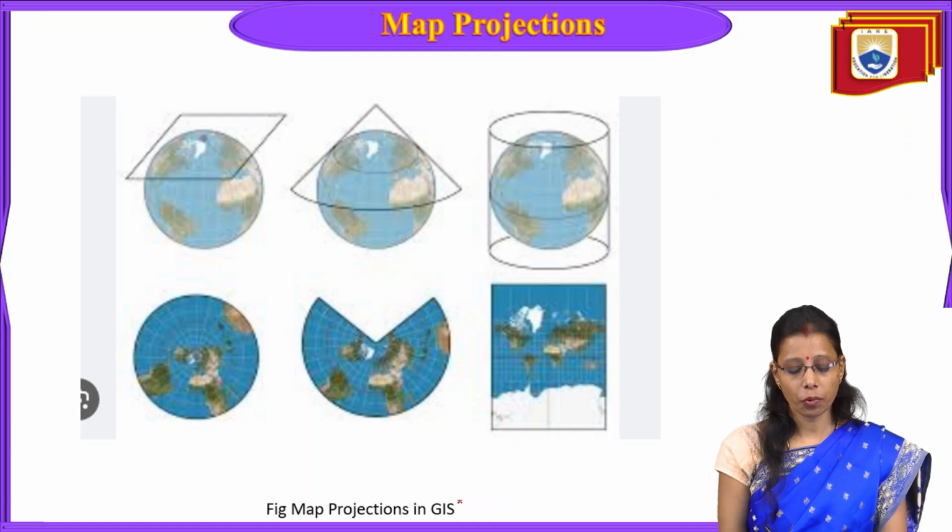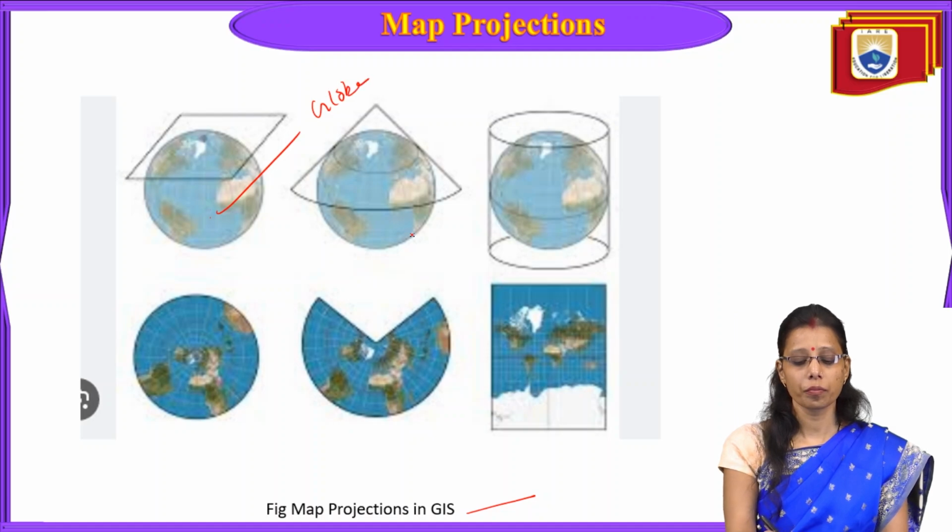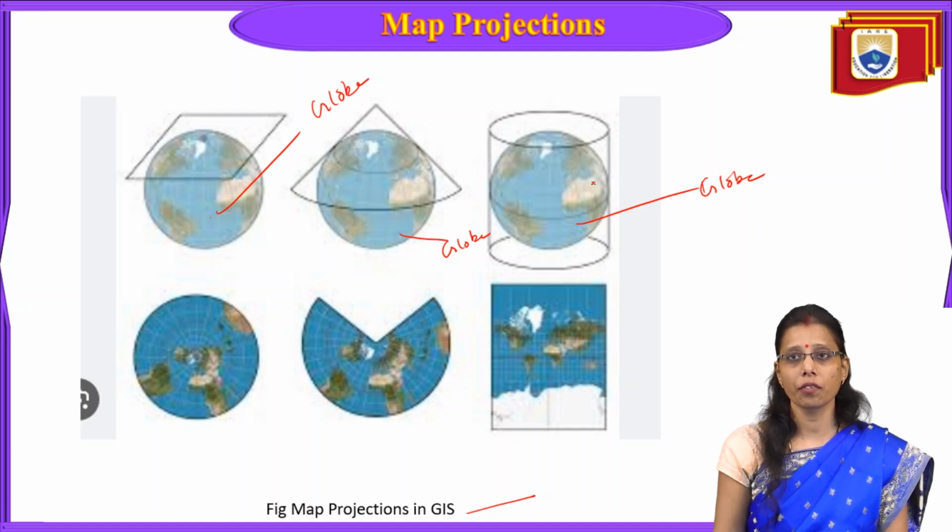Now we have map projection in GIS. We have different ways of projecting the information, the map transformation. If you see here very clearly, we have this globe, this is also a globe, and this is also a globe. These three globes are projected differently.